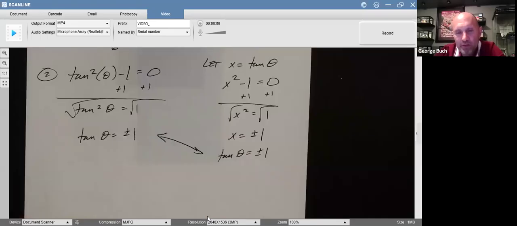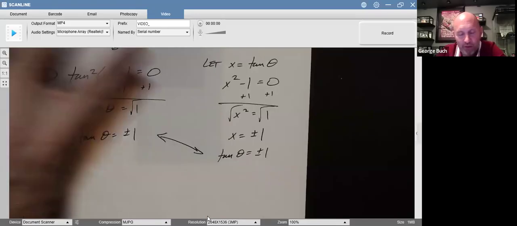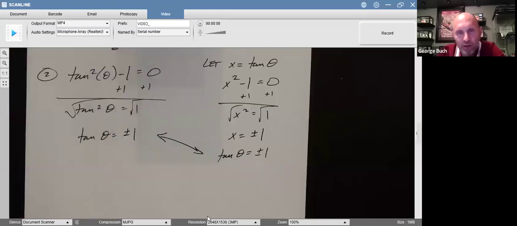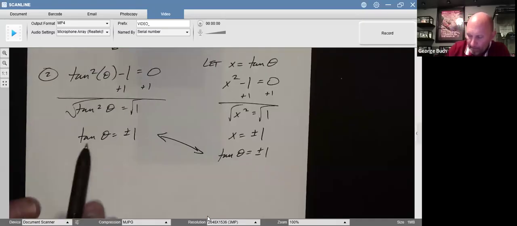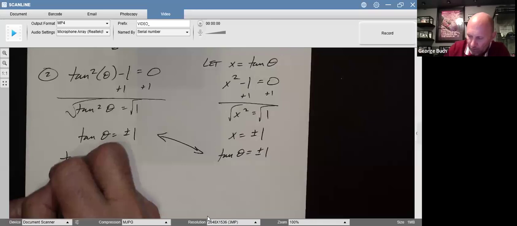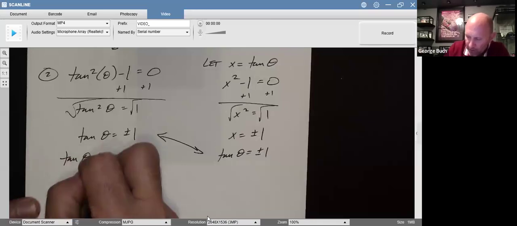You see that tangent, it's like, yep, that's it, I'm done, I'm out. No idea what to do here. But if I put in an x equation, now it's like, oh yeah, I've been doing these for the last 10 years of my life, no problem. So we have tangent of theta is plus 1, and tangent of theta is negative 1.